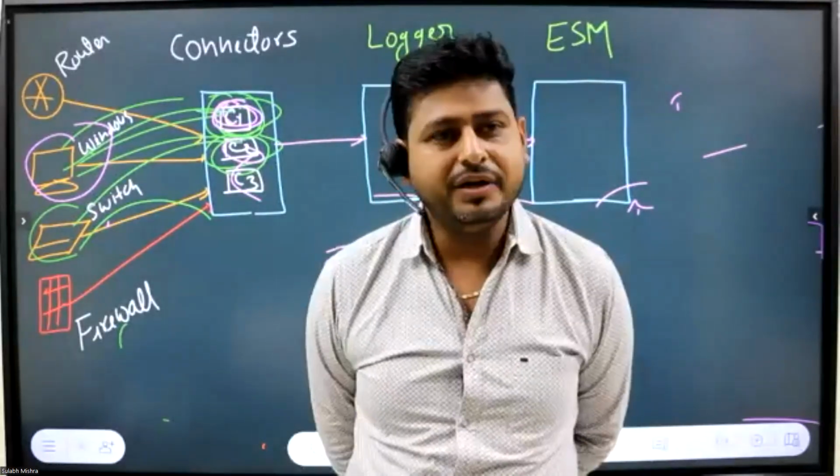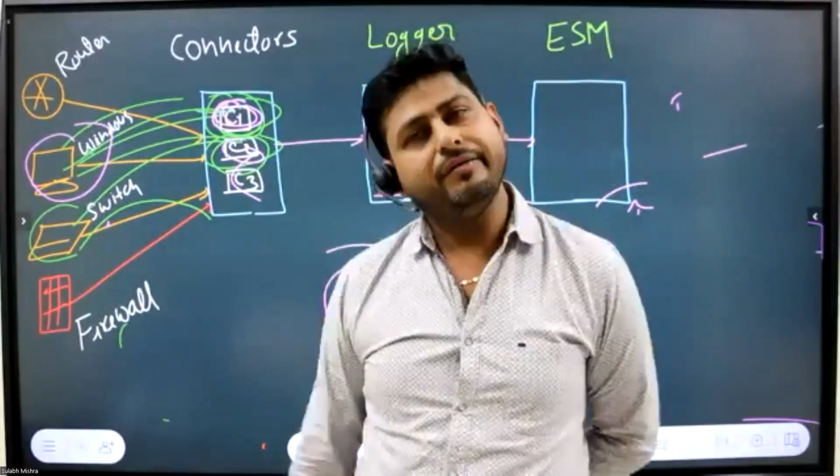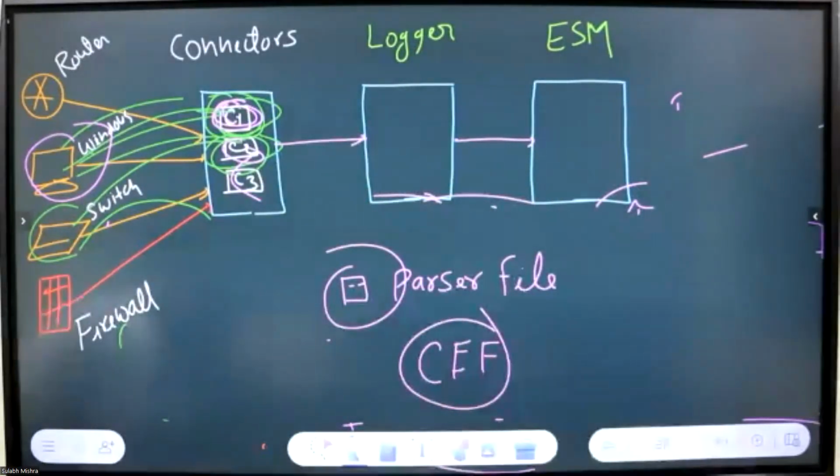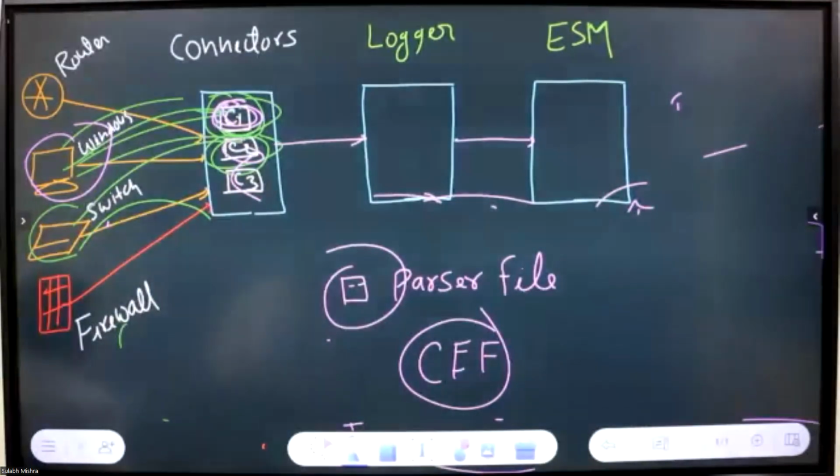Understand? First of all, let's write what is a connector, then we'll write the normalization process. You remember this architecture, the three main components of ArcSight: connectors, logger, and ESM.